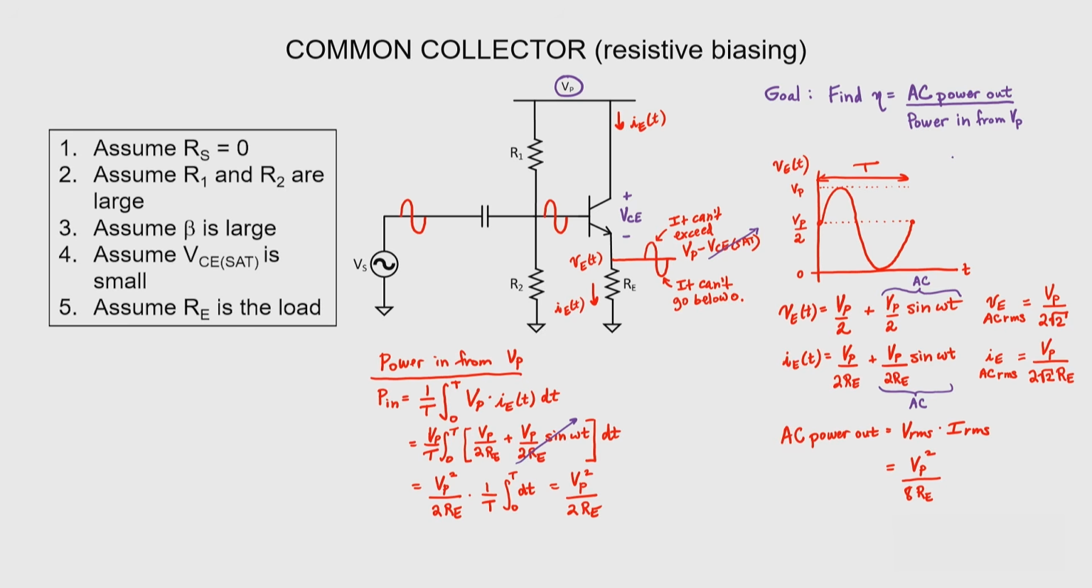Let's now find our efficiency. AC power out is this expression with an 8 in the denominator, and total power in is this expression with a 2 in the denominator: 25%. It turns out that 25% is the highest possible efficiency for a Class A amplifier if you're using resistive biasing and you're talking about sine waves.